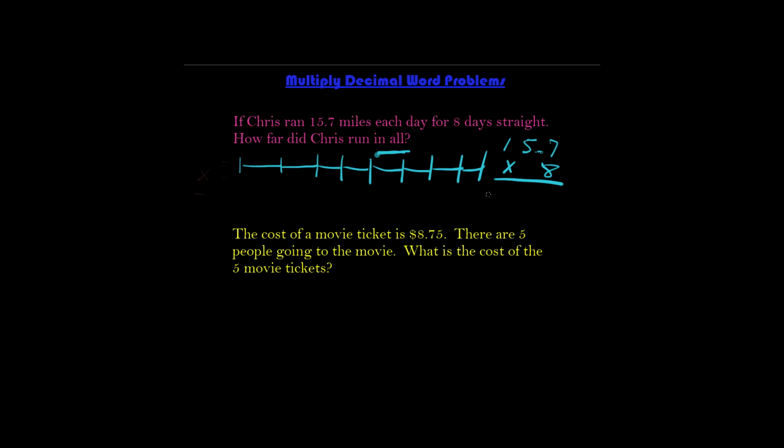So when we multiply this problem out, we're going to get 125 and 6/10. So 125 is our whole answer. 6/10 of a mile is our decimal. 1 decimal spot, 1 decimal spot. And remember, how far did you run? Well, you run in miles, not days. So our label, we have to remember, is miles. We want to make sure we always have labels on our word problems. So 125 and 6/10 miles is how far Chris ran in 8 days.